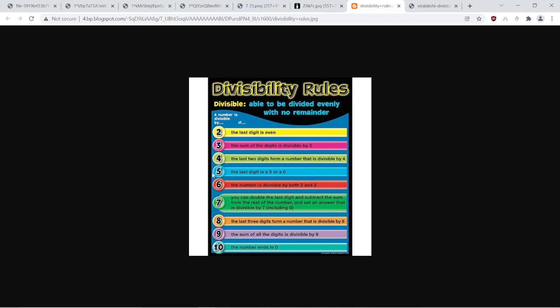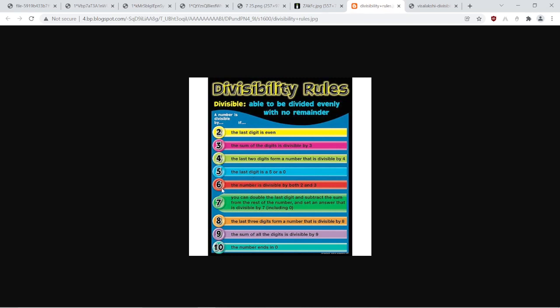Alright, 5s. 5s are pretty easy. You just have to look at the very last number and see if it ends in a 5 or a 0. And if it does, then it's divisible by 5. So numbers like 50, 100, 70, 65, 55, 1,000,005, 1,000,055, 1 billion because it ends in a 0, and so on and so forth. If it ends in 5 or 0, it's divisible by 5.